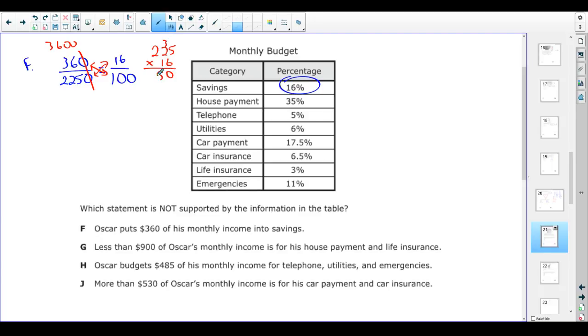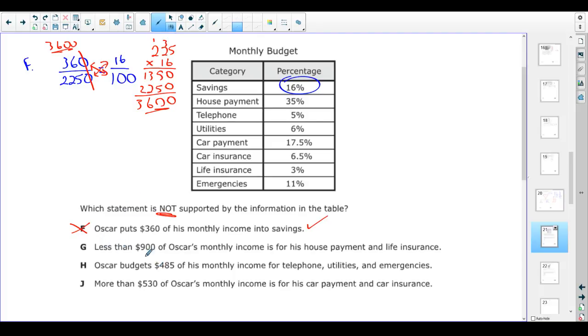Let's see, 225 times 16. Did I mess this up? Hold on. Oh no. Yeah, 3,600. Okay. So they both came out to 3,600, so which means this statement is true. We want the one that's not true. Too bad. We gotta try again.